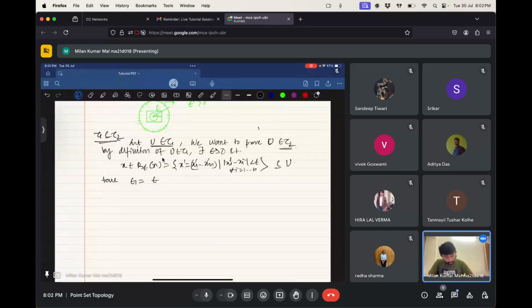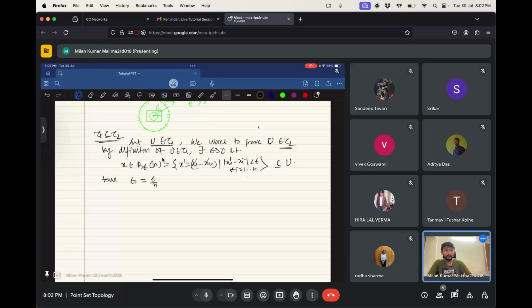Now I need to find an epsilon 1 greater than 0 such that B epsilon 1 dash of x, which is the collection of all those x dash such that the summation of xi dash minus xi squared, for i equals 1 to n, to the power 1 by 2, is less than epsilon. This is what I want to prove. Now if I take epsilon 1 equal to epsilon by n, take epsilon 1 equal to epsilon by n.